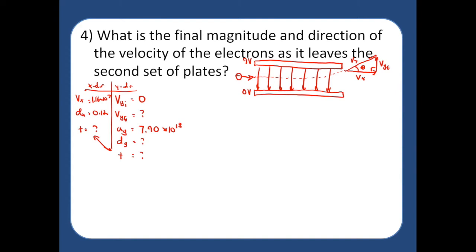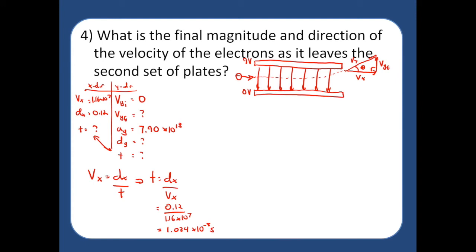So the first thing I want to do is calculate the flight time. Well, I'm going to use my x direction, so Vx is equal to dx over t, which I can rewrite as time is equal to dx over Vx. Well, I can plug in my values of 0.12 over my velocity in the x of 1.16 times 10 to the 7, and I'm going to get a flight time of 1.034 times 10 to the minus 8 seconds.